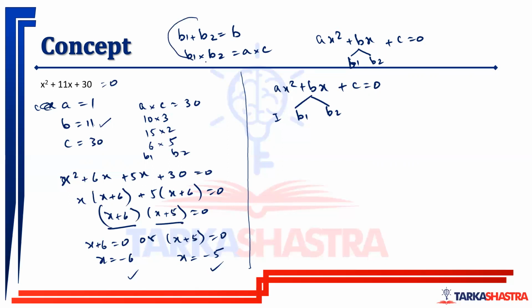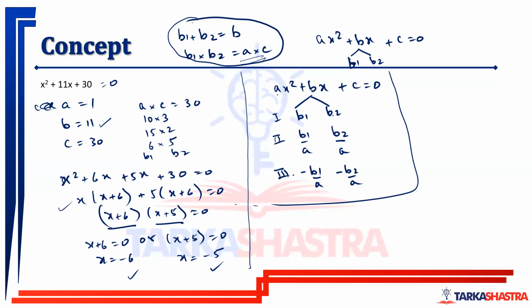For b1 and b2, these conditions must be satisfied: b1 plus b2 is equal to b, and b1 into b2 is equal to a into c. So first step is this, which you used here. That same step is here. Now second step is b1 should be divided by a and b2 should also be divided by a. And third step is changing the sign, minus b1 by a, minus b2 by a. Just change the sign. Okay, let us try to implement it here in the given question.